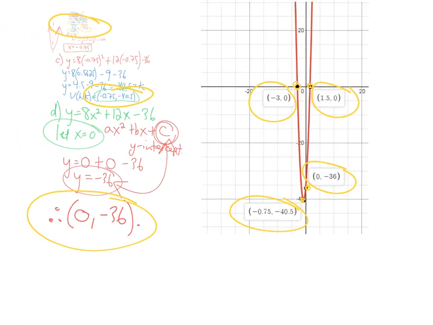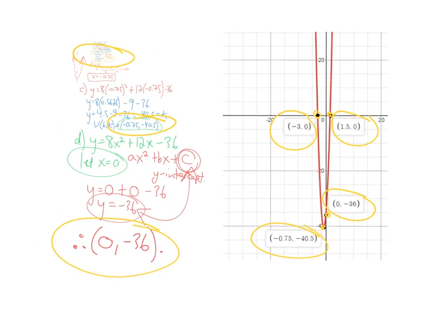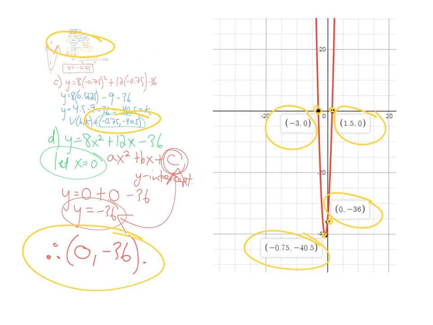That concludes this second example. That concludes the video. Thank you for watching this video on factoring quadratics when a does not equal 1. In the first example, we factored a quadratic. In the second example, we factored to find the x-intercepts.